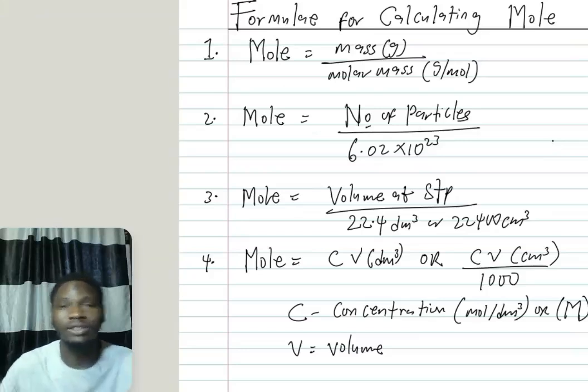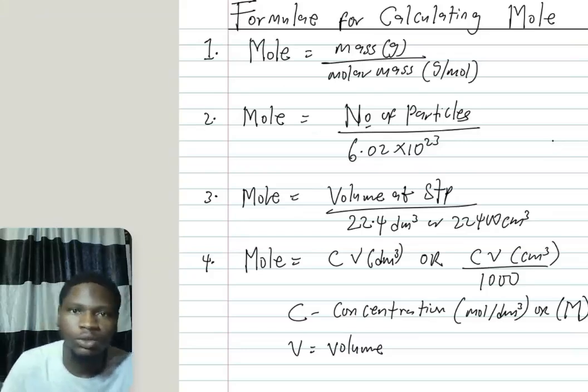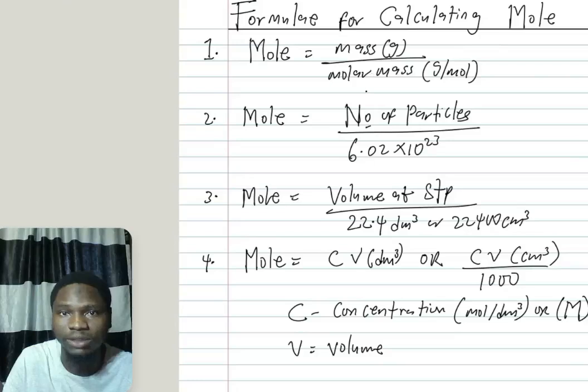Now let's look at the formulas for calculating mole. The first one we discussed in our previous video was mole equal mass over molar mass. Take note of that. When are you to use it? You have to use this whenever they are mentioning mass or they want to find the mass. Secondly, we have mole equal number of particles over Avogadro's number.